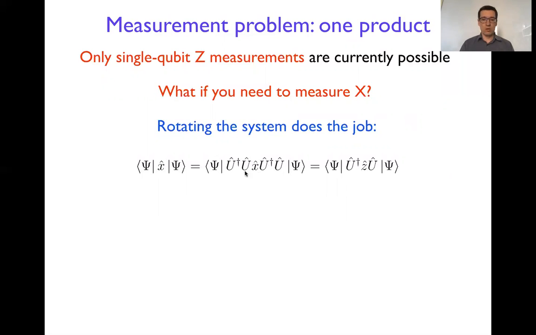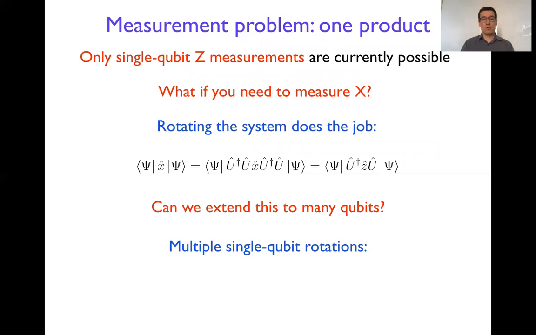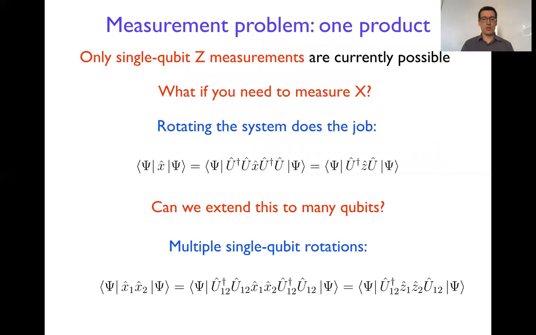And then what this U and U dagger do, they can be selected so that the X is transformed by this inner U and U dagger into the Z. And what will be left is to apply this unitary on the system wave function. So by doing the rotation on the system and measuring Z, effectively you measured X on the unrotated system. And that's the trick, right? Can we extend this to many qubits? Sure, multiple single qubit rotations can be done.